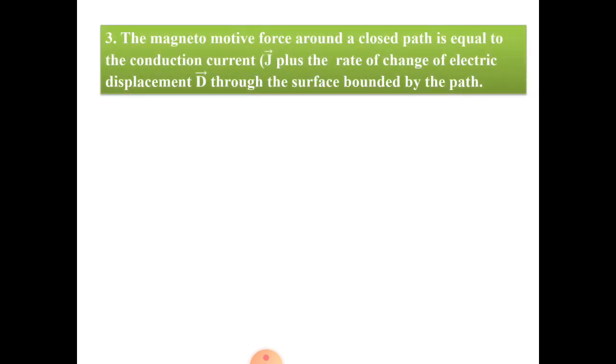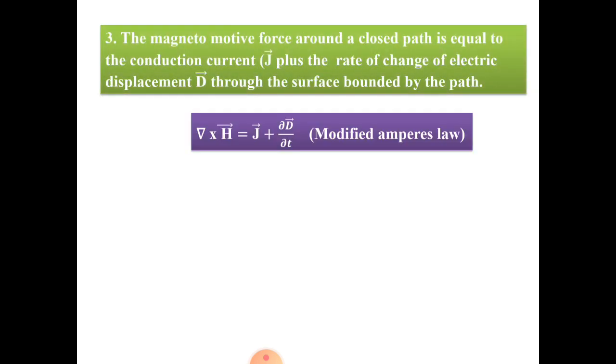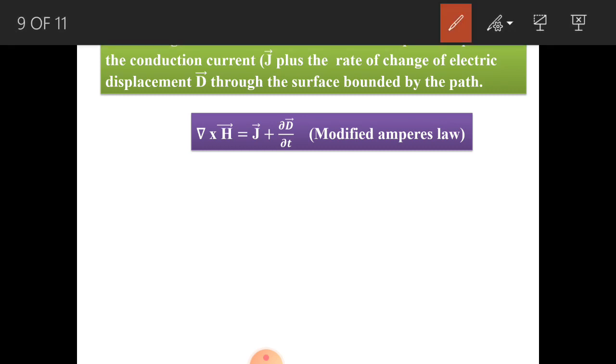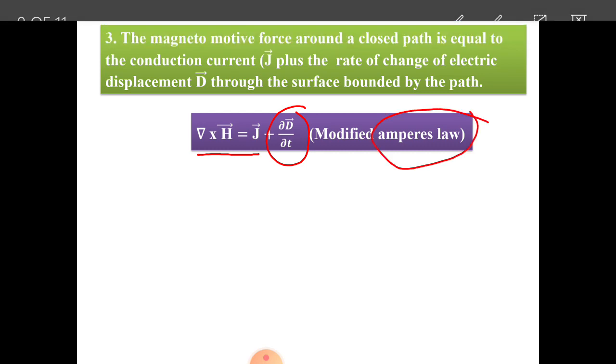The third equation of Maxwell: the magnetomotive force around a closed path is equal to the conduction current. Conduction current here symbolizes both: the current density plus the rate of change of electric displacement through the surface bounded by the path. So we have seen that correction. Earlier we saw only del cross H equals J, but Maxwell made a correction: del cross H equals J plus dou D by dou t. So it is called the modified Ampere's law.